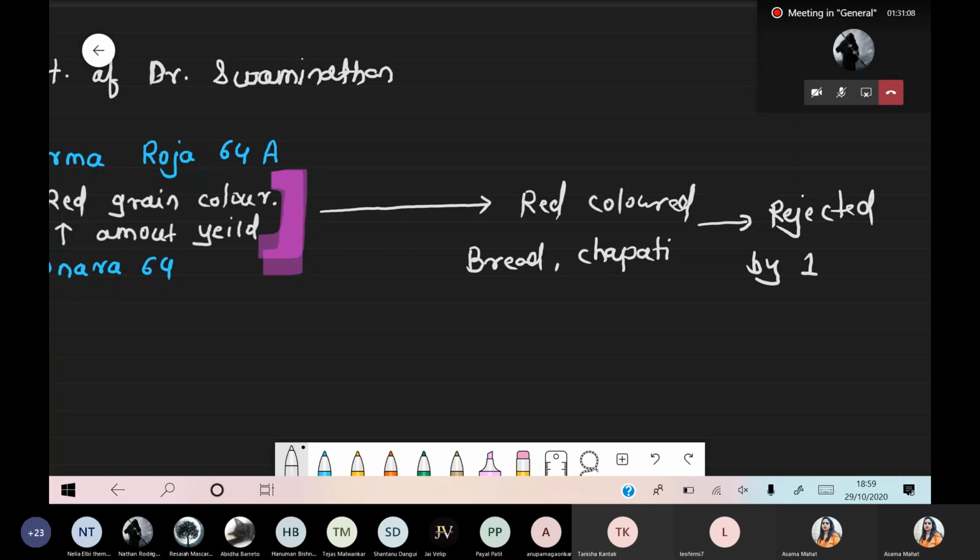Rejected by Indian peoples. Definitely, लाल चपाती कौन खाएगा? मन ही नहीं होगा खाने का. But now what happened? Scientist Swaminathan purposefully created a mutation in both the species.